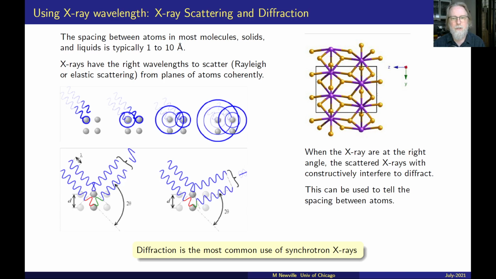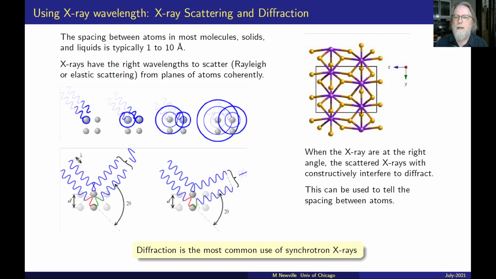So a very strong intensity can go at a very particular angle of scattering. And this can tell you then the spacing and the arrangement of atoms in a crystal. So you can get out the crystal structure very easily to very high precision. And to be clear, although diffraction is one of the weaker interactions, it's the most common use of synchrotron X-rays. And even for lab X-rays, it's very common to use laboratory X-rays for X-ray diffraction measurements because this ability to determine the atomic structures of materials is so strong.